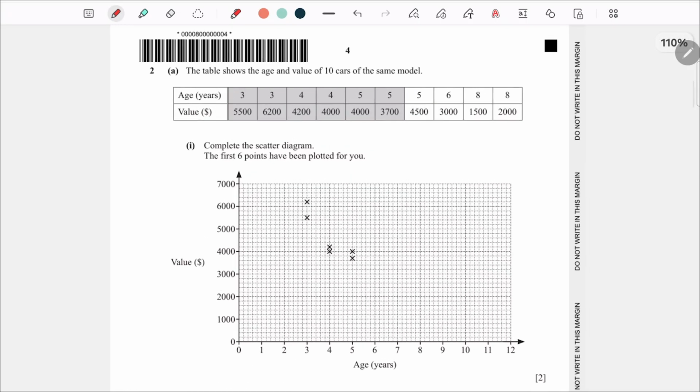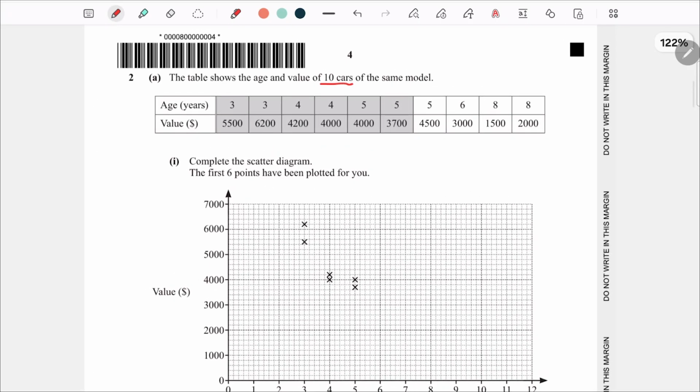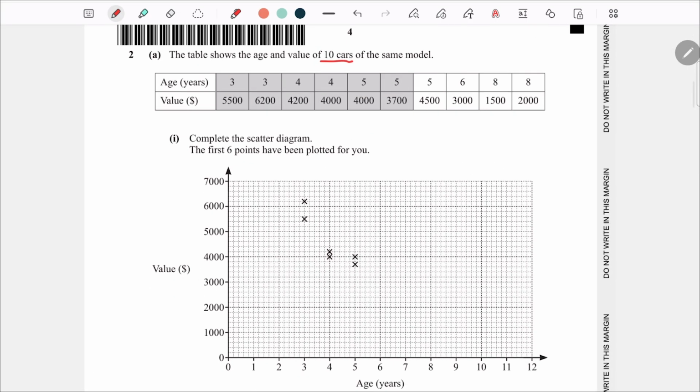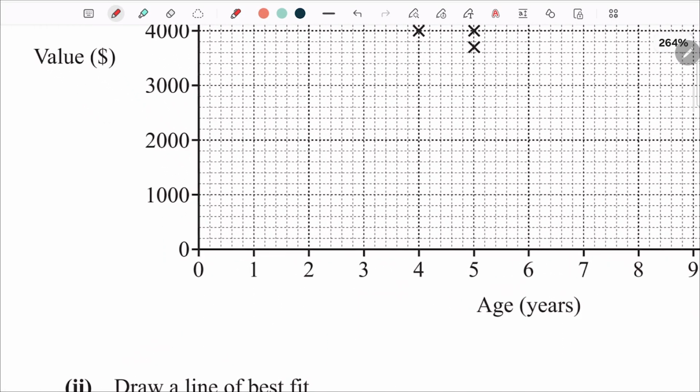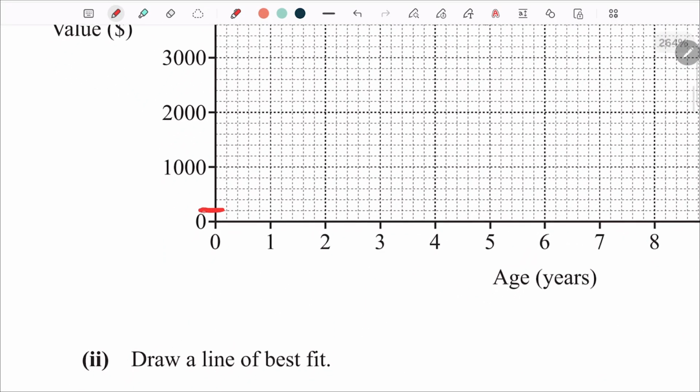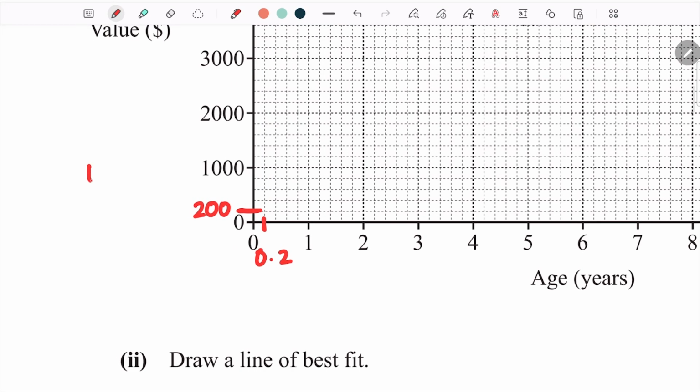Question 2a. The table shows the age and value of 10 cars of the same model. Complete the scatter diagram. The first 6 points have been plotted for you. So if I analyze the graph, one small box on the y-axis, this is 200, and one small box on the x-axis, this is 0.2. I found this by dividing 1000 by the number of small blocks, and the small blocks were 1, 2, 3, 4, and 5. So 1000 divided by 5 is basically 200.